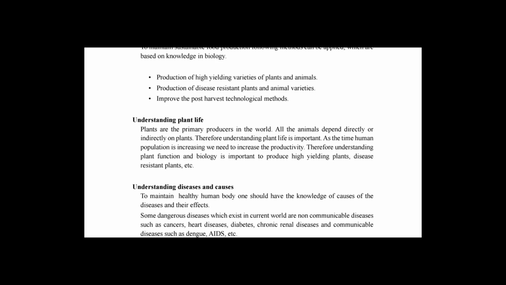So people, understanding plant life means plants are the primary producers in the world. Okay, they are the primary producers in the food chain. All the animals, including humans, depend directly or indirectly on plants for their survival. Okay, you know that as well.